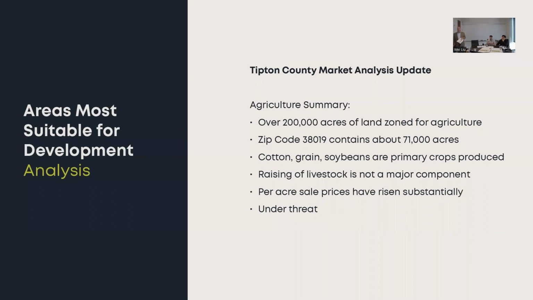And then raising livestock is not a major component in comparison to the crops. Now, per acre sales prices have risen substantially, and that has been accelerated by the Blue Oval effect. And so your farmland and countryside is a bit under threat. Next slide.